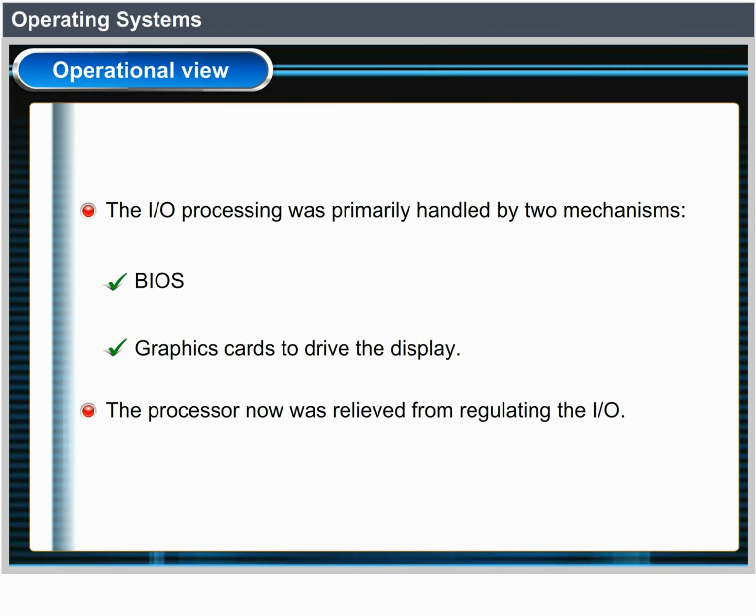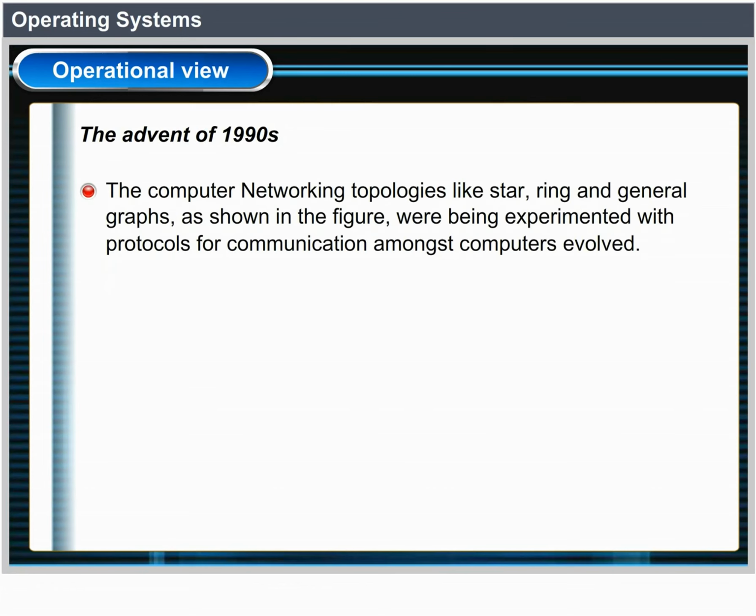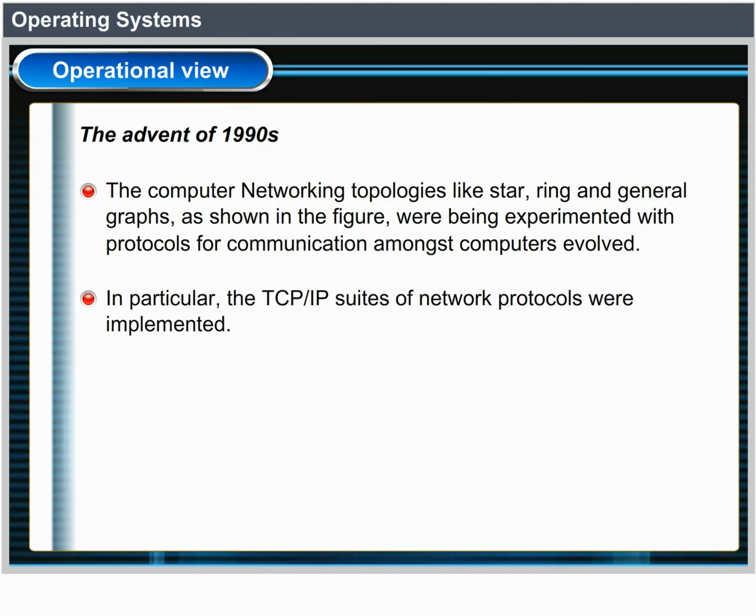With the advent of the 1990s, computer networking topologies like star, ring, and general graphs, as shown in the figure, were being experimented with. Protocols for communication amongst computers evolved. In particular, the TCP/IP suite of network protocols was implemented.